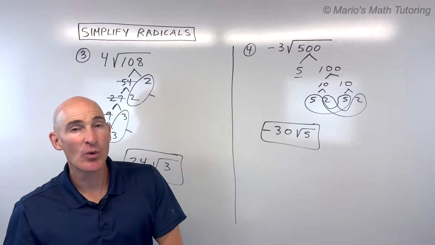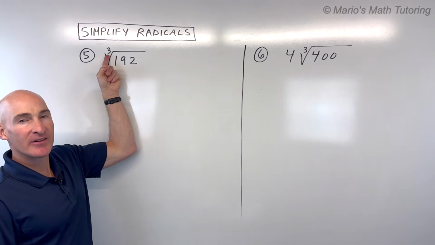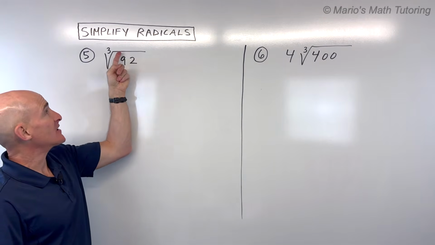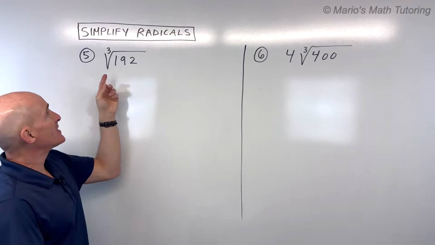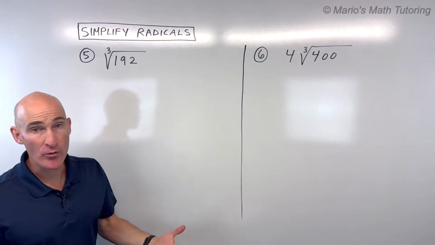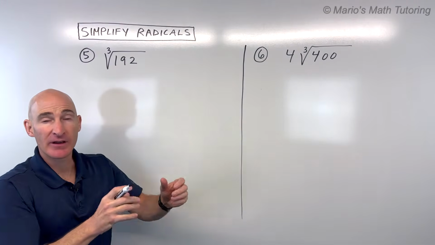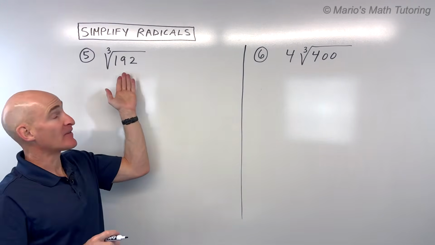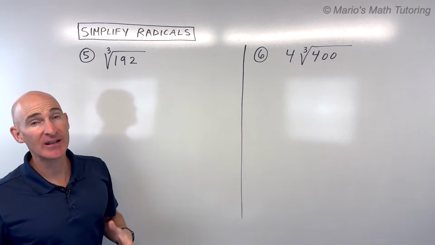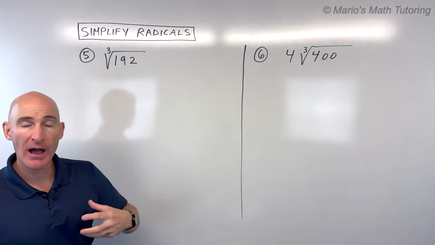So let me erase the whiteboard. Let's do a few more examples together. You see this 3 up here? This represents that this is a cube root. When you don't see a number up here, it's understood to be a 2, which represents that it's a square root. So with the cube root, we're saying what number times itself, like 3 of them together, gives you back this 192. Well, 192 is not a perfect cube. So what we're going to do is try to pull out perfect cubes.